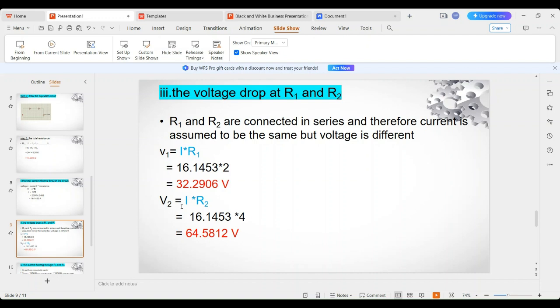Then V2 will also be given by I, where I is constant, multiplied by R2, and our R2 is 4. Therefore, our V2 will be given by 16.1453 multiplied by 4. And if you take your calculator and key in, we shall get 64.5812 volts. Always remember to write your answer to 4 decimal places and don't forget the SI unit. I believe that is clear.